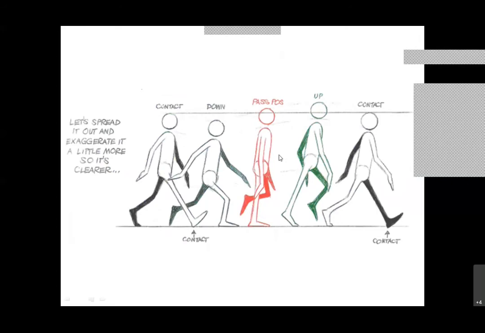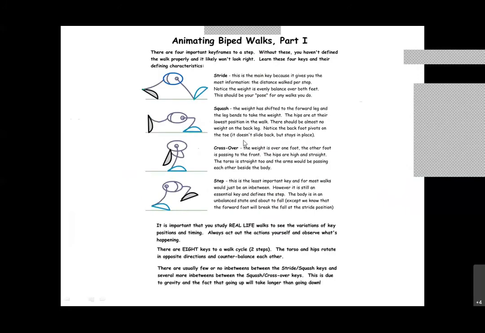of the walk. This is taken from the Richard Williams survival kit, where they say contact. Remember, I was saying that there are other terminologies. Some refer to it as stride, squash, crossover, step. So this is the stride position, which is also known as the down, crossover, passing position, and step, which is also known as the up position and is the highest. By the way, this is the lower body part of the character.